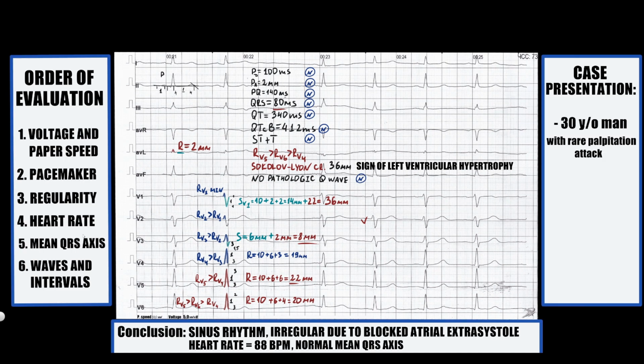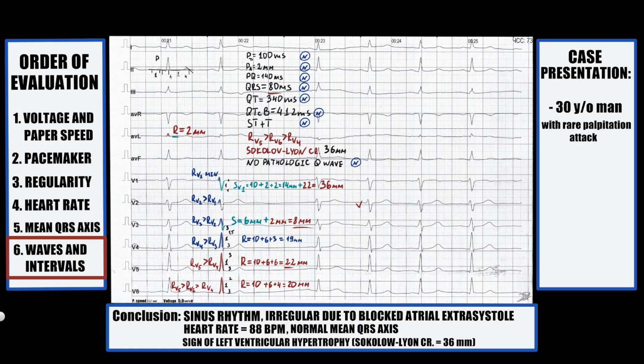So we add this to our conclusion. But remember, for confirming left ventricular hypertrophy, you should use echo criteria. Blocked atrial extrasystole does not explain the palpitation attacks. We have some unexpected results of 24-hour ECG monitoring in this case.